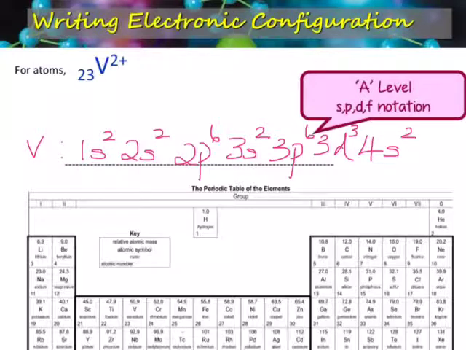To write the configuration for an ion, be it anion or cation, the tip is to write the electron configuration for the atom first. Then for a cation, do remember to arrange it according to increasing quantum number. Let's say for example here, vanadium with a charge of 2 plus. So this is a cation. When you remove 2 electrons from the rightmost of the electron configuration, we remove 2 electrons from the 4s orbital, and there you have the electron configuration for vanadium 2 plus.